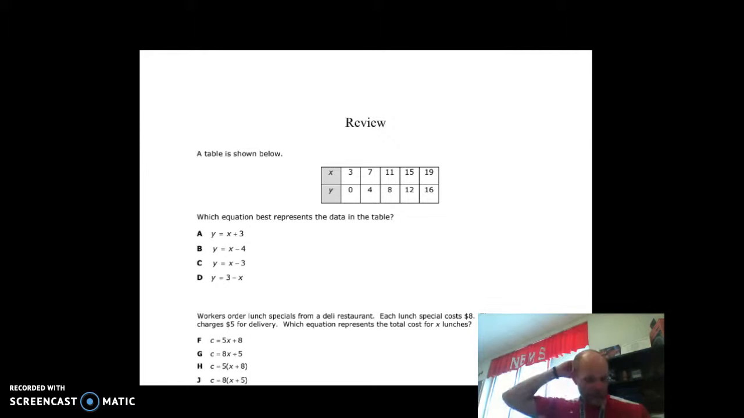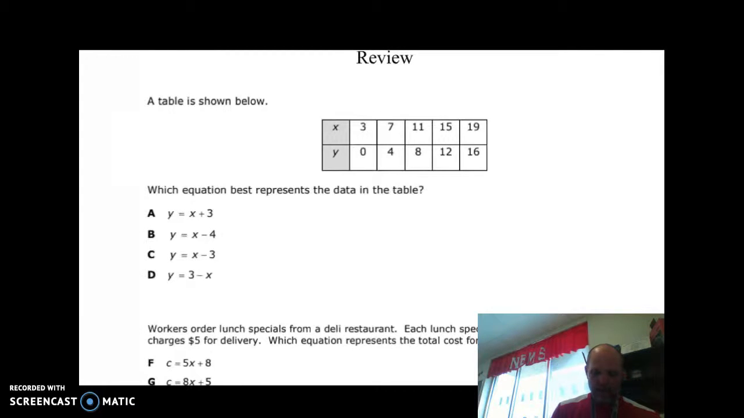Alright, it says the table is shown below. Which equation best represents the data in the table? Alright, so here's what we're going to do. We're going to use our answers. Okay? So it says that y has to equal x plus 3. So all we're going to do is look at these right here. What's our y in that?